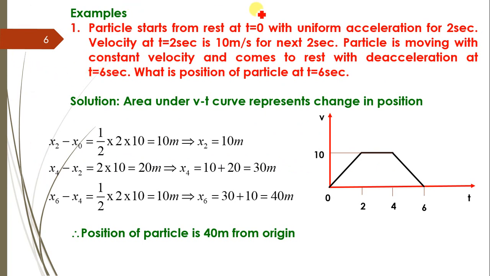The particle starts from rest at t equals 0 with uniform acceleration for 2 seconds. The velocity at t equals 2 seconds is 10 meter per second.